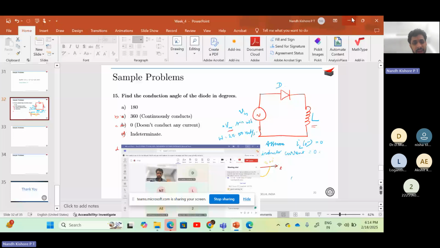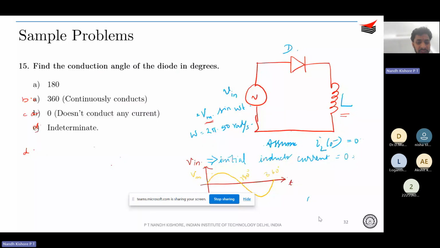First things first, let me ask, let's say instead of this inductor, there was simply just a resistor. Forget about the inductor for now. Let's say there was only a resistor R. Then for how much time will the diode conduct? 180 degrees. So it will conduct for 180 degrees, right?